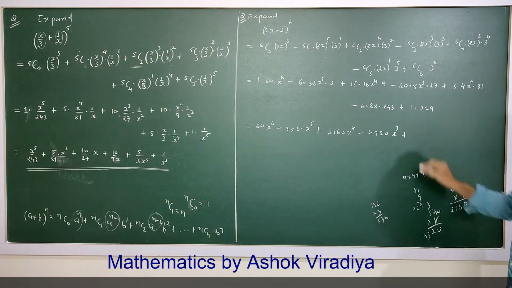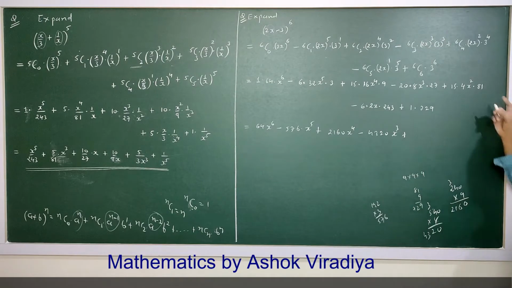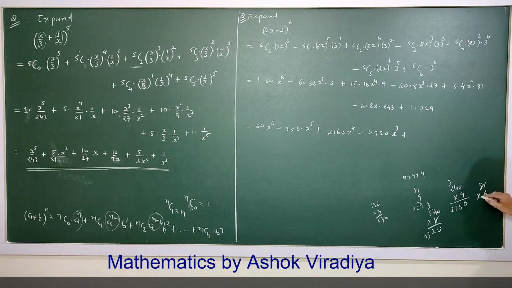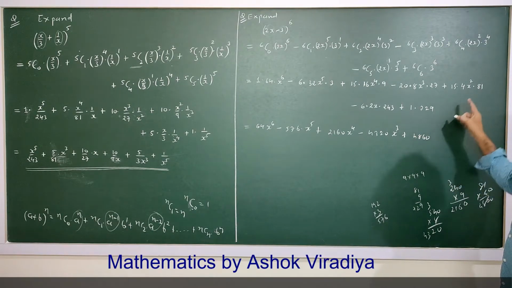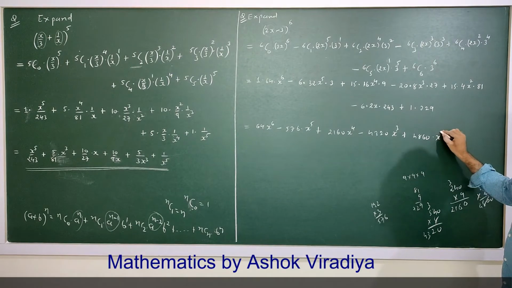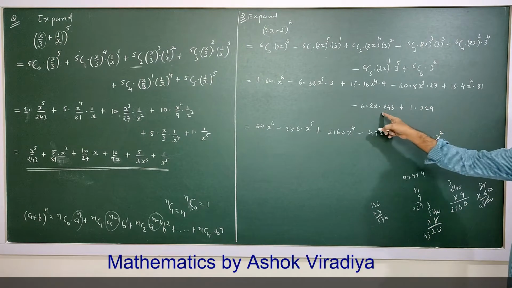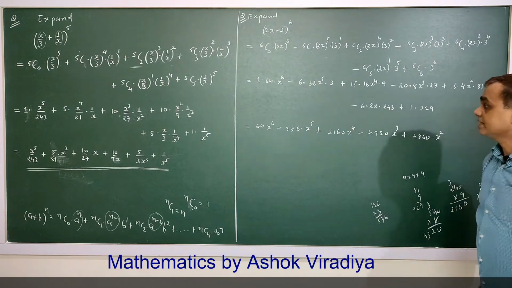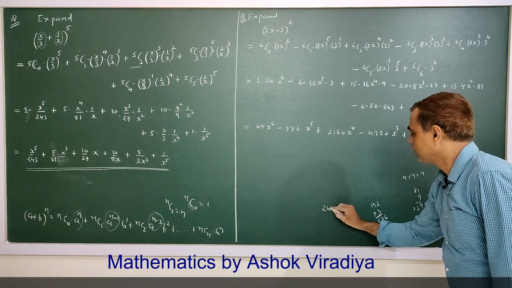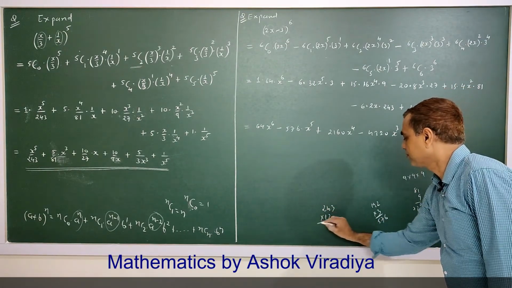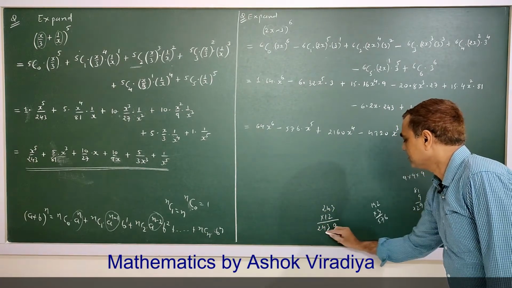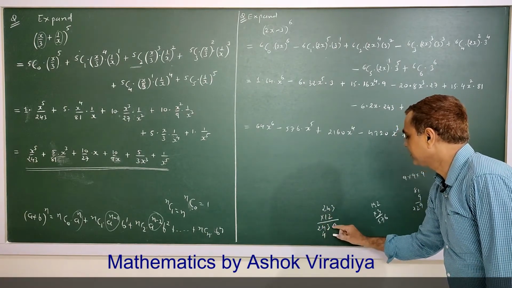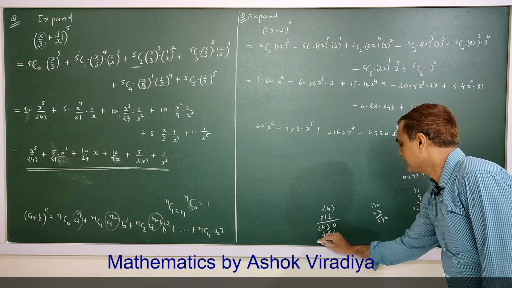plus, this is 60 into 81, 4860, 4860 into x square. This is 12 into 243, 243 into 12, so this will be 486.